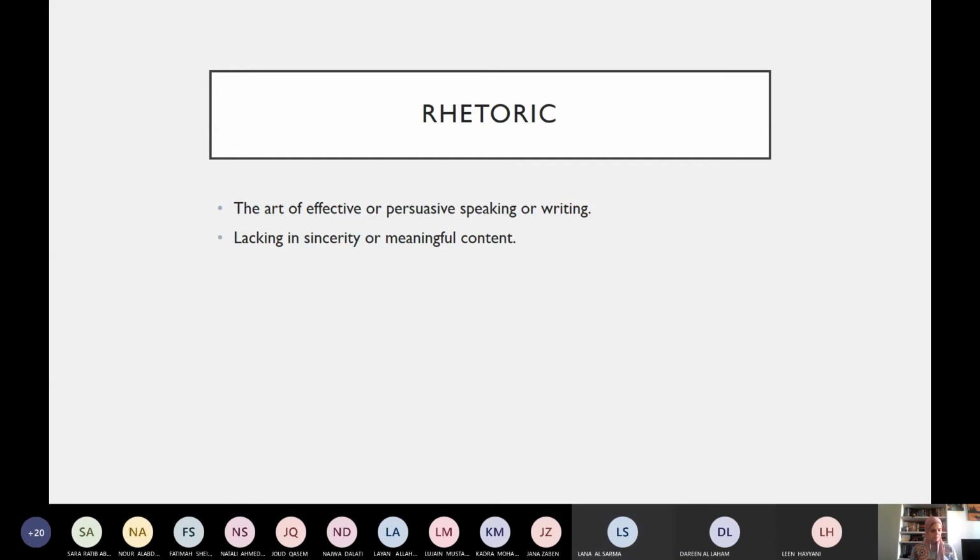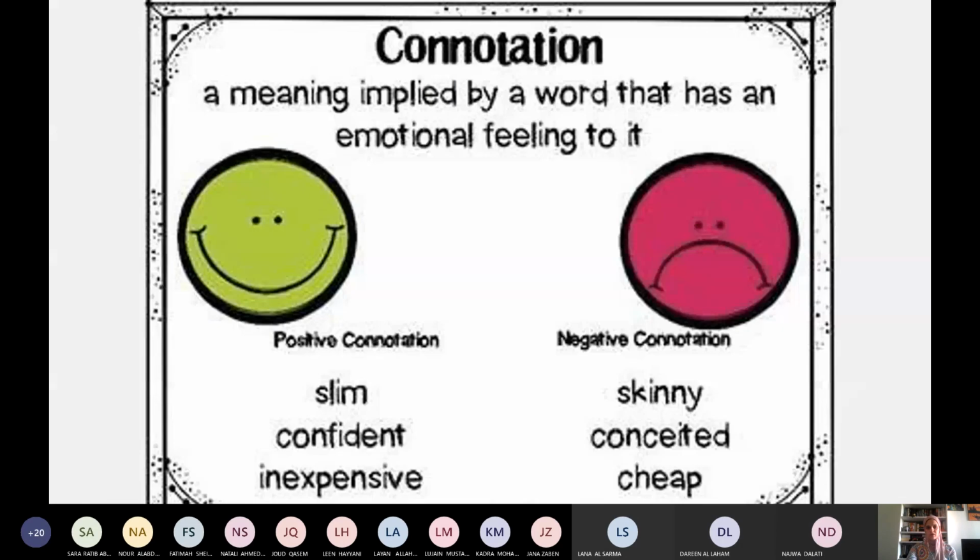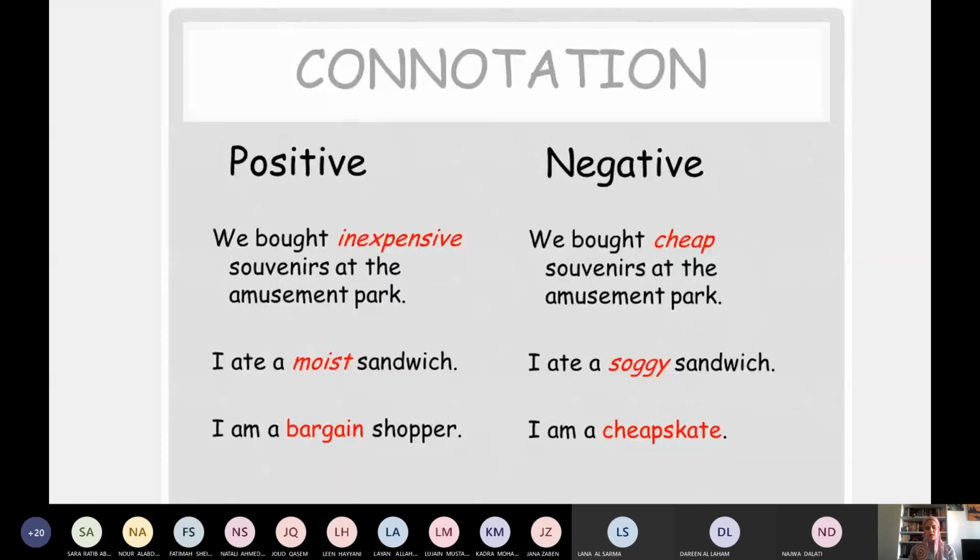Okay, girls. The first one is positive. Number one, yes. Okay, thank you. We have connotation, positive and negative. As we said, it comes from experiences, and it affects your feelings toward the passage. An inexpensive souvenir at the amusement park, or we bought cheap. I ate a moist sandwich, or negative, a soggy sandwich.